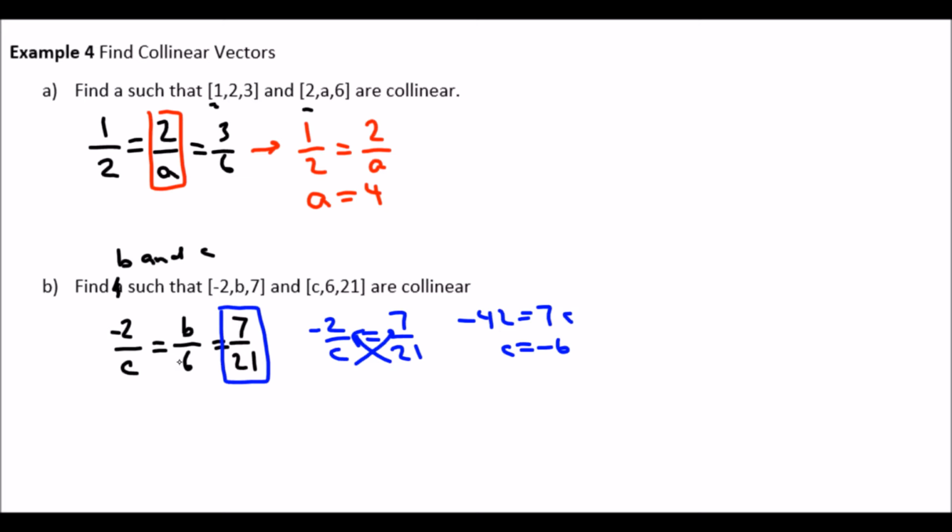So I'm now going to set it equal to the middle one. So I'm going to have b over 6 equals, again, still using that 7 over 21, cross multiply. So I'm going to have here 21b, that's a 6, by the way, whoops. 21b is equal to 42, divide both sides by 21, I get b is equal to 2. So when b is equal to 2 and c is equal to negative 6, the two vectors are collinear.